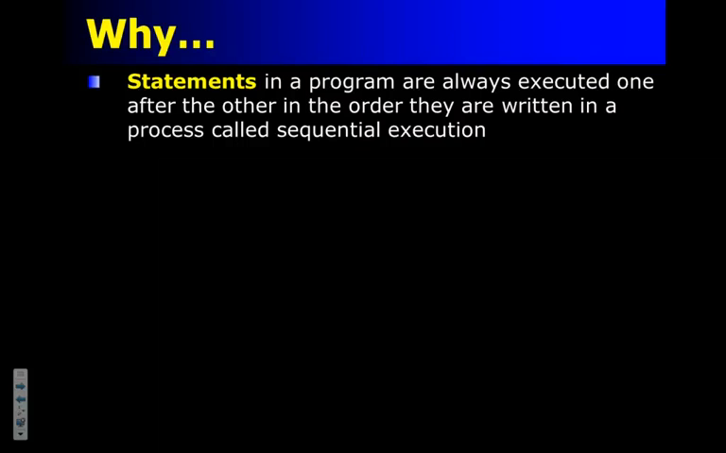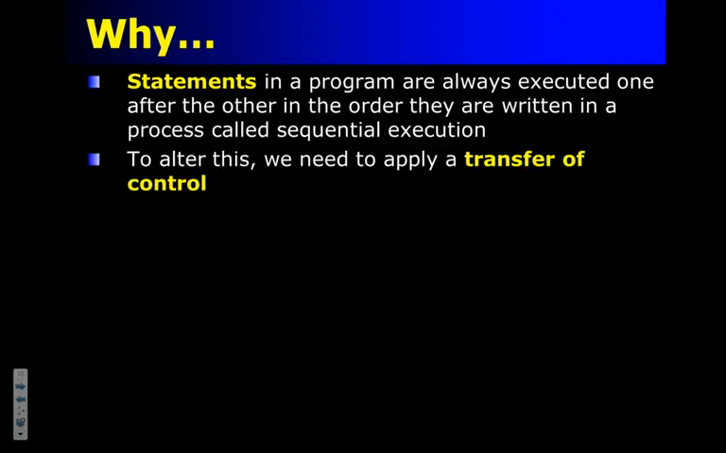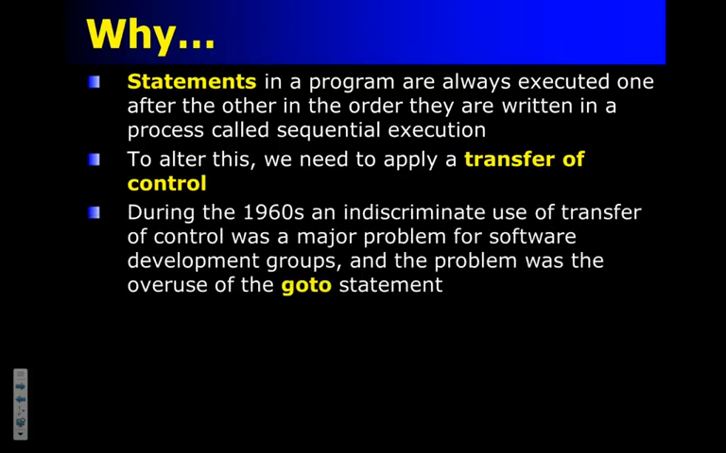Statements are executable lines in code that are executed in order in a process that we call sequential execution. That's the way code works, okay? In order to change that, you need to apply what's called a transfer of control. During the 1960s, as programming was starting to develop, a major line of code that was written was what was known as the go-to statement.